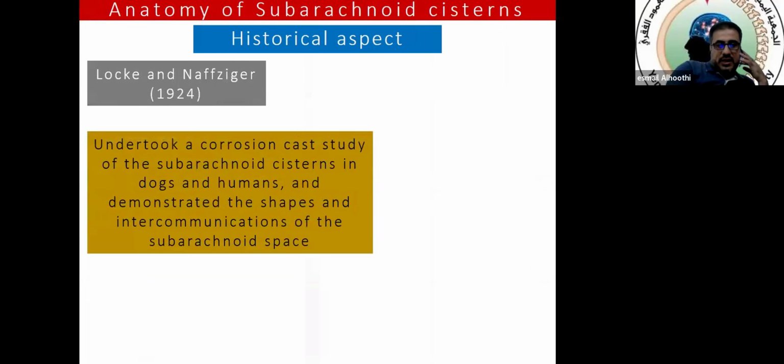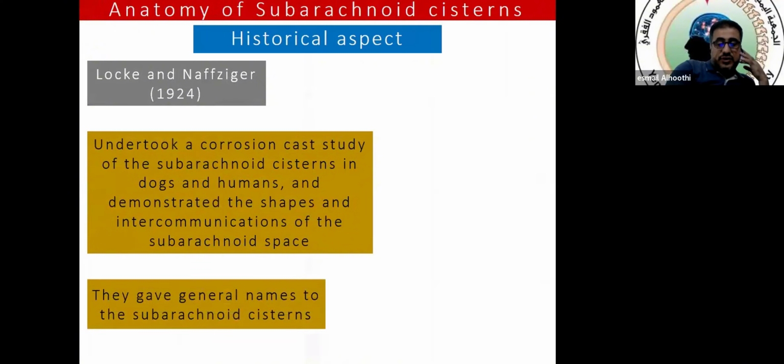Locke and Nafziger undertook a corrosion cast study of the subarachnoid cisterns in dogs and humans, and demonstrated the shapes and intercommunication of the subarachnoid space. They gave general names to the subarachnoid cisterns.